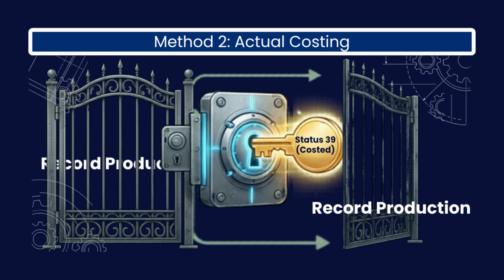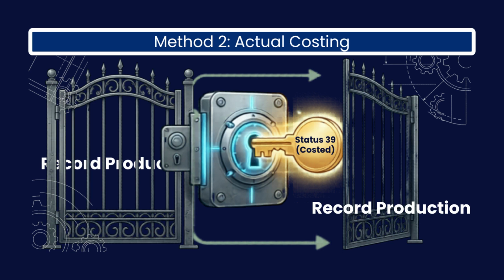Method 2. Actual costing. Actual costing is a more rigorous method and does not allow partial production entries. It postpones the final value calculation until all entries are complete, using the precise costs of materials and overheads incurred. Since the final cost depends on the total input cost and total production output, Xperdyte requires confirmation that all costs have been captured before recording the production output. This confirmation is done by activating status 39, costed.